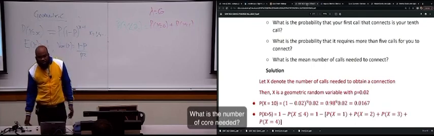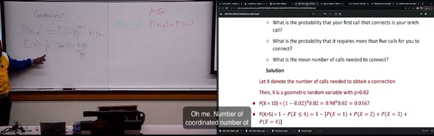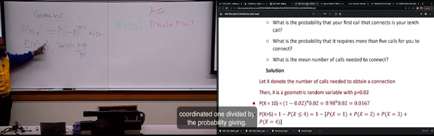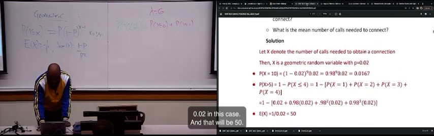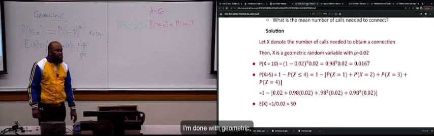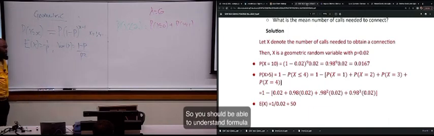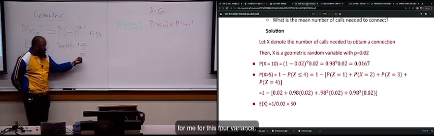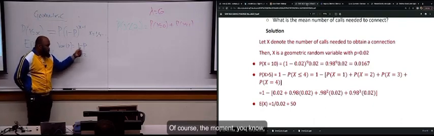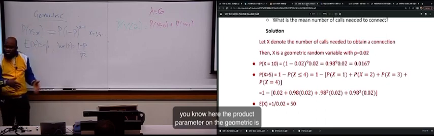What is the mean number of calls needed? Mean number of calls needed: 1 divided by the probability given. So that is going to be 1 divided by 0.02 in this case. And that will be 50. I'm done with geometric. Any question? So you should be able to understand the formula for the mean and for the variance. Of course, the moment you know p, the parameter of the geometric is actually p.